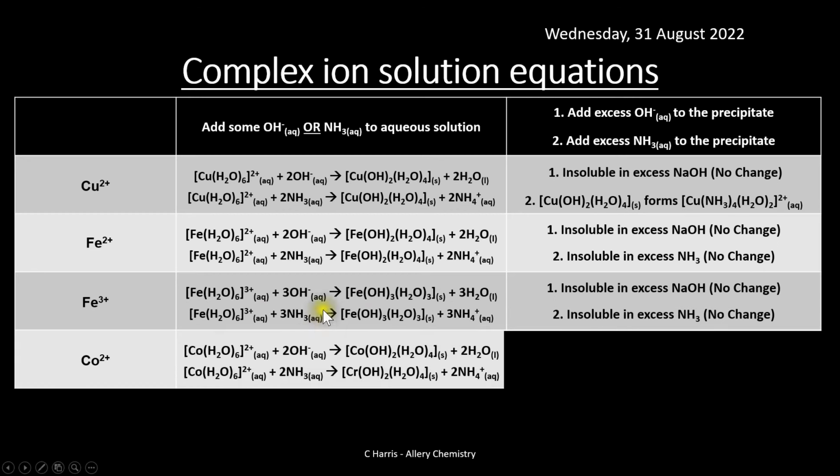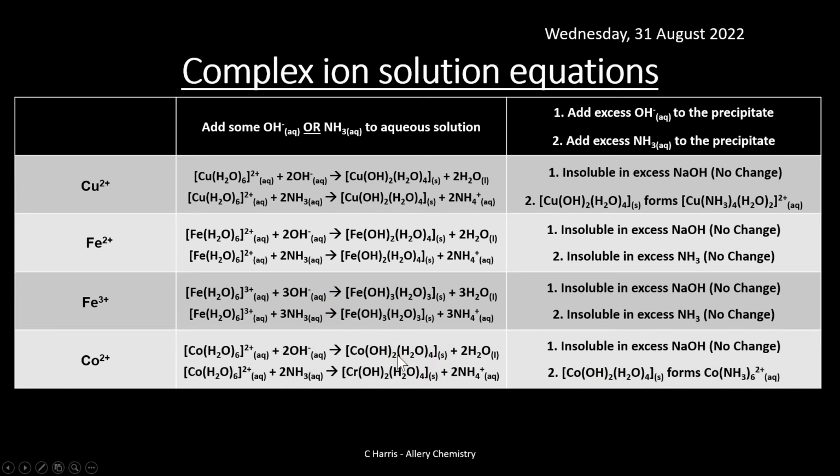Cobalt 2+, again, adding small amounts of each of them, we'll get this solid precipitate. So we get a precipitate. The precipitate will dissolve when we add excess ammonia. So this forms cobalt hexammonia. So we get full substitution. All these ligands are removed and we get that produced, and it goes to aqueous solution.